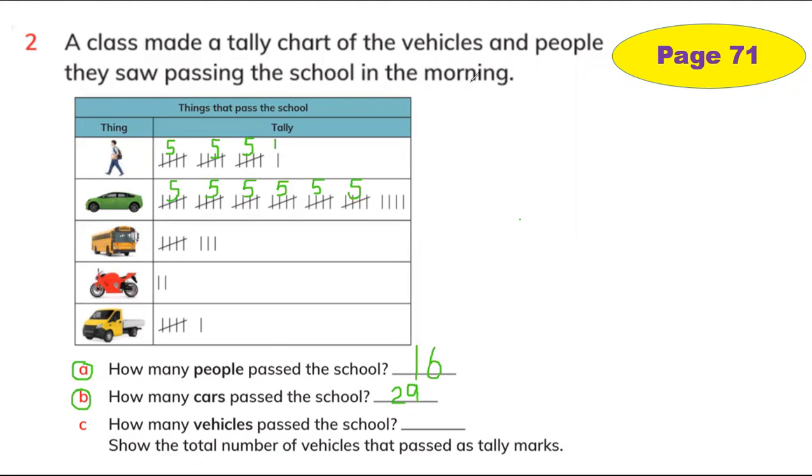Sorry, let me check again. Okay, let's count again. 5, 10, 15, 20, 25, 30. And 30 and 4 lines, 34 people, sorry, 34 cars passed the school.